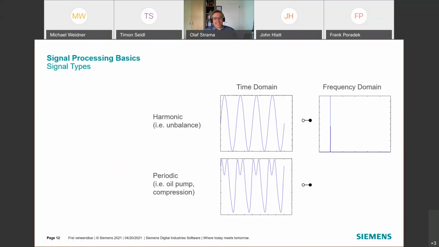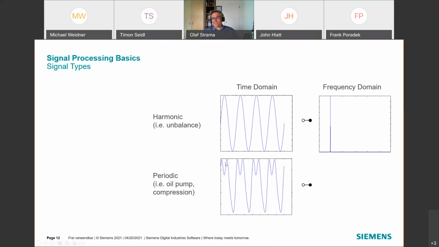Then the second type of signal that we want to have a look at is a so-called periodic signal. This could be a noise emitted by an oil pump, or by a compression of an IC engine, or by any other recurring movement in our device under test. And here we see that we have a certain shape of the signal, but the shape is different from a sinus wave. A sinus is called a harmonic signal.